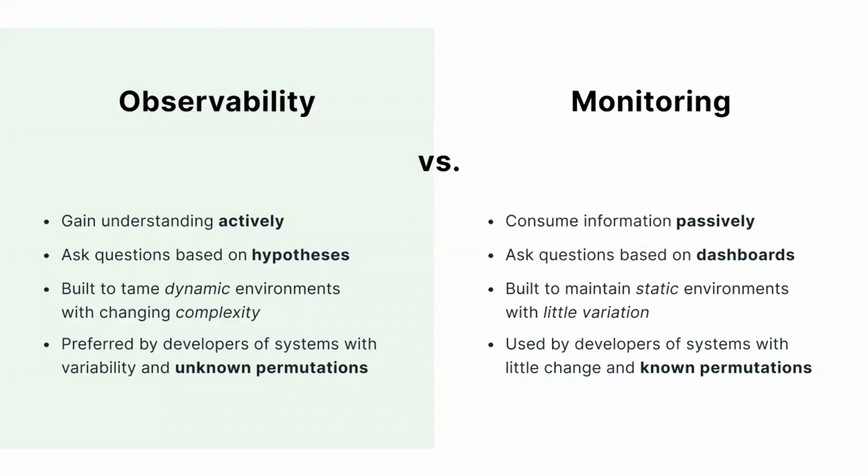So yeah, observability gains understanding actively, monitoring consumes information passively. Observability asks a question based on hypothesis. Monitoring asks questions based on dashboard. Observability is built to tame dynamic environment with changing complexity, and monitoring is built to tame static environment with little variation. So basically, I would like you to tell me, what do you think about the dynamic environment and static environment?